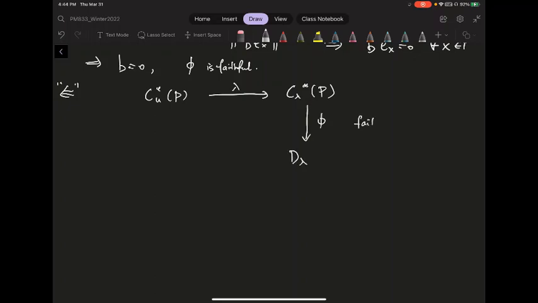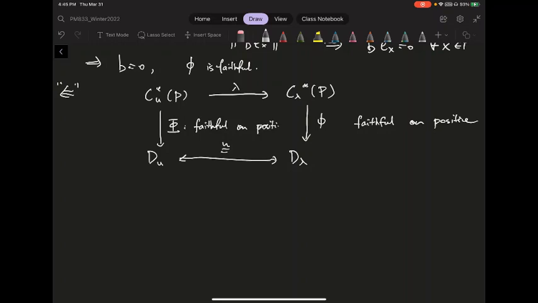You know, this part is faithful on these positive elements. And you can do the other way. You write using this big phi, and it maps into D of U, which is the same as D lambda. We saw that. And your big phi is also faithful on conditional expectations. Okay, faithful on positive elements. All right. The only chance that happens is that your lambda has to be faithful.